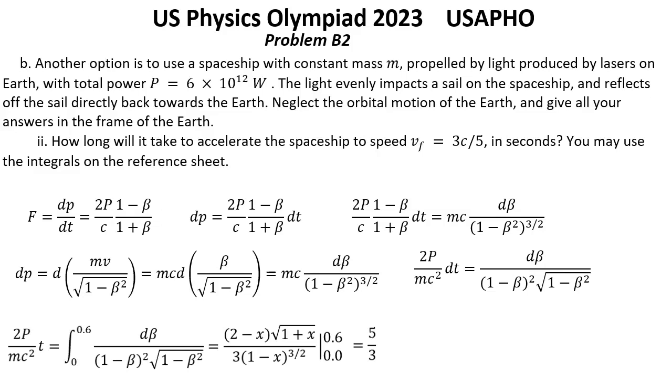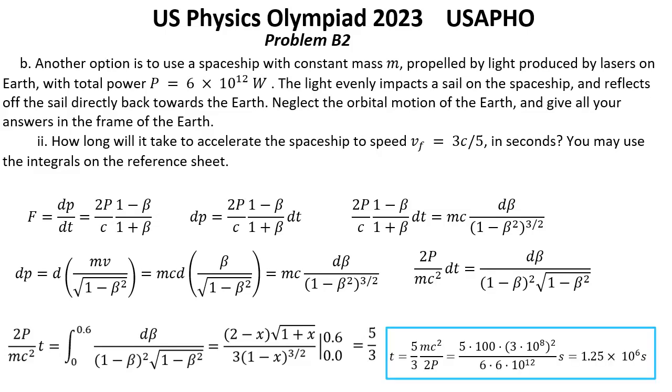So we have that the total time equals this integral, and from the table given in the additional reference sheet we have this integral equal to this expression, and when we put in the limits we have 5/3. So finally time equals 5/3 mc squared over 2P, and that will be 2.25 multiplied by 10 to the power 6 seconds. So that's the total time, and that was the solution for question 2.